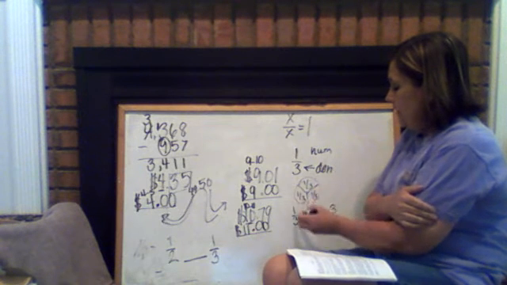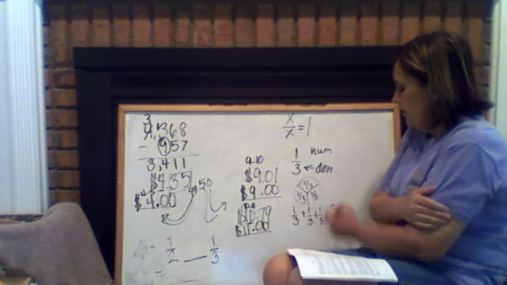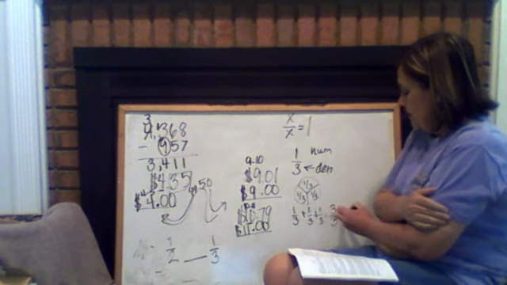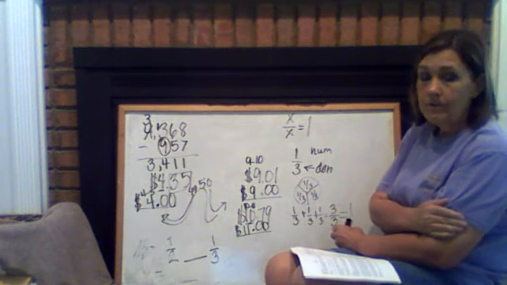And if we added it up, there are 3 equal pieces. We added 1/3, 1/3, 1/3. We got 3/3. The top is the same as the bottom. When the top is the same as the bottom, it equals 1 whole. Okay?